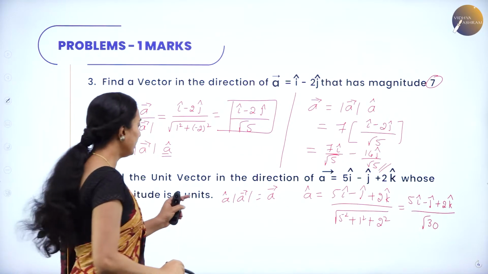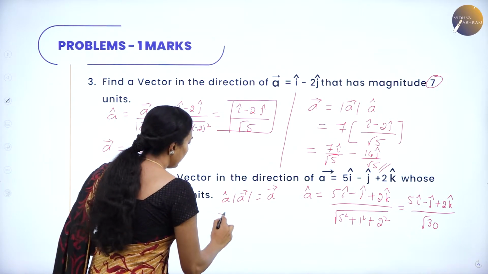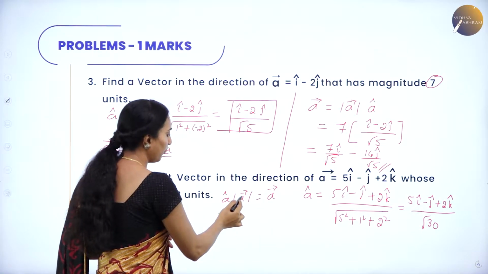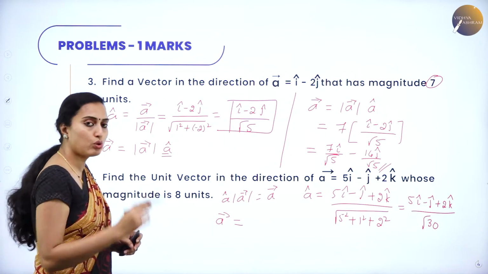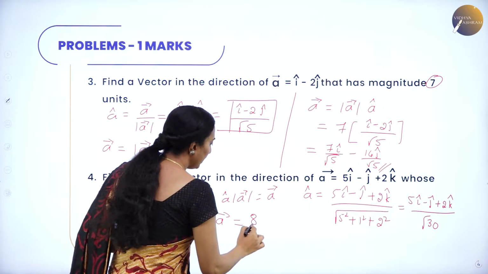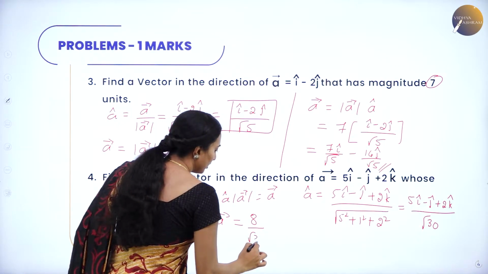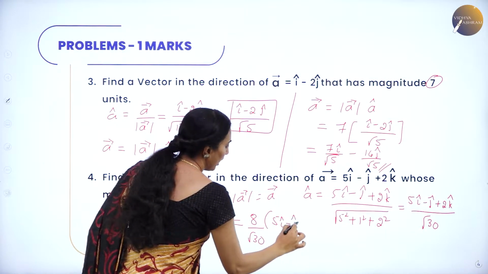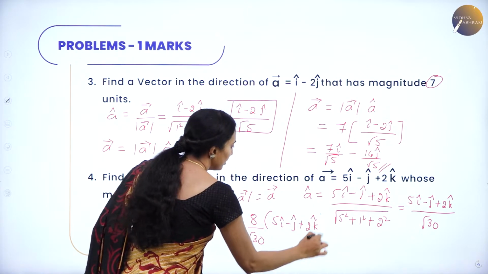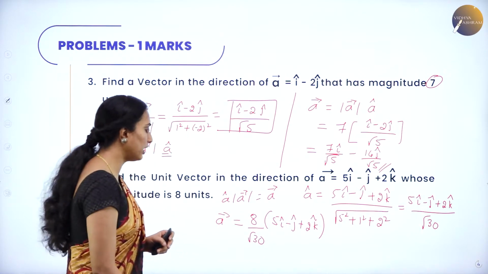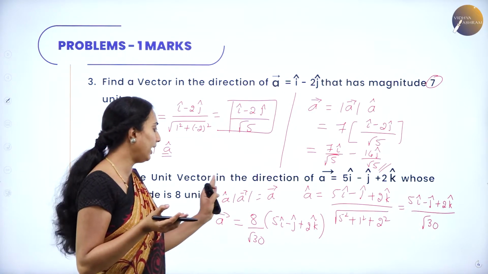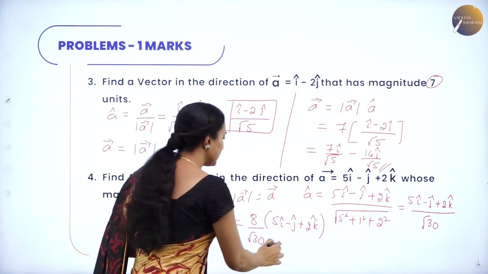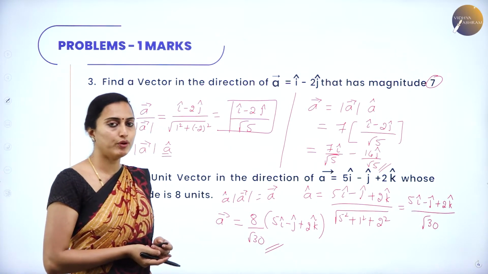Therefore, vector A can be written as a cap into the magnitude of A. We have already found a cap. The magnitude of vector A they have given as 8. So 8 into (5i cap minus j cap plus 2k cap) divided by root 30, correct? If you want, you can multiply, which will become 8 5s are 40, 8 1s are 8, plus 8 2s are 16. Otherwise you can write the same answer. I hope you understood this step.